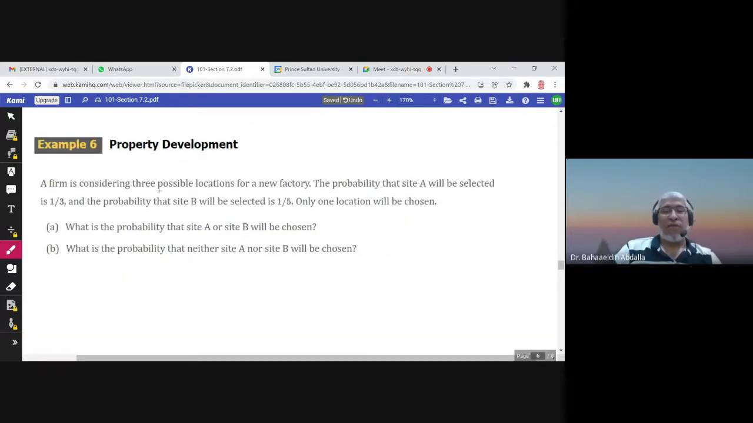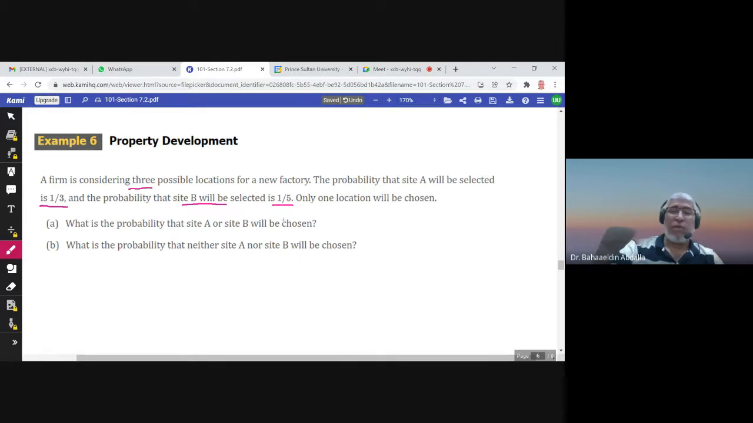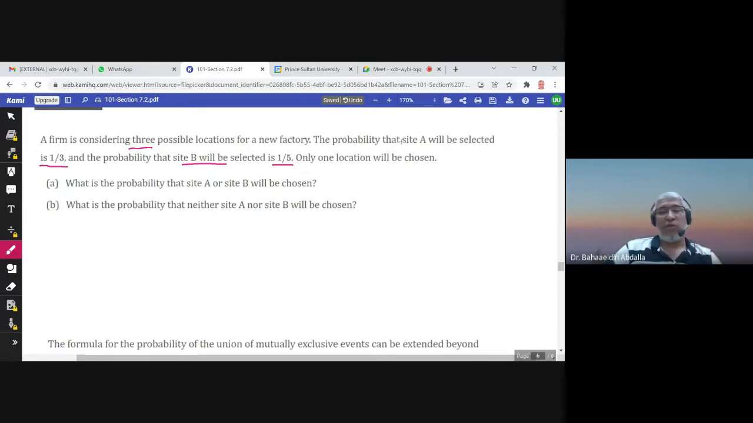A firm is considering 3 possible locations for a new factory. The probability that site A will be selected is 1 over 3. So we can say that this is probability of A. The probability of B is 1 over 5. Only one location will be chosen. So he mentioned 2 locations. He did not mention the third one. What is the probability that site A or site B will be chosen?